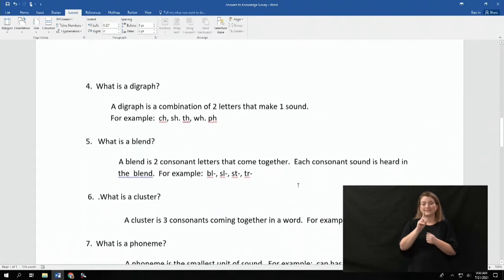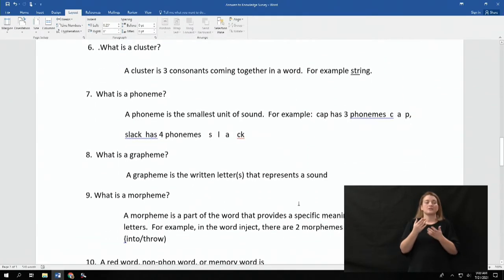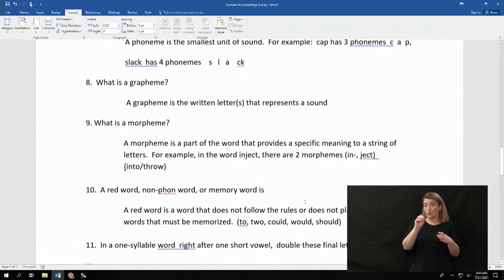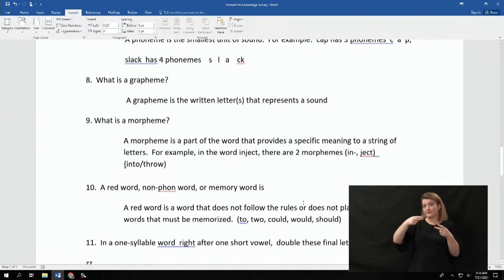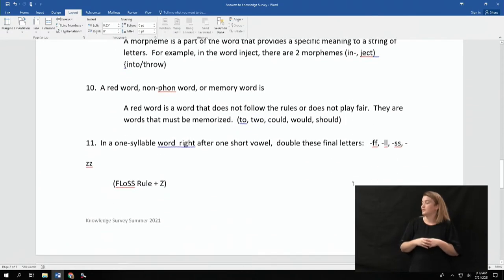Digraph we did yesterday. Blend, cluster. We did phoneme yesterday too, right? And grapheme? And morpheme? Or no? Did you talk about morphemes yesterday? All right, we'll hold off on morpheme.